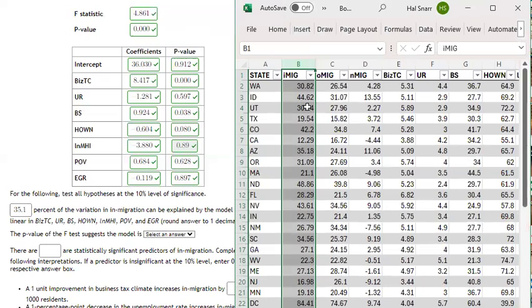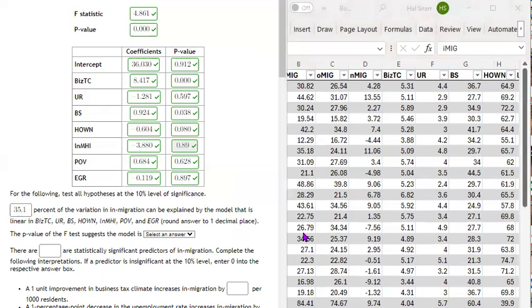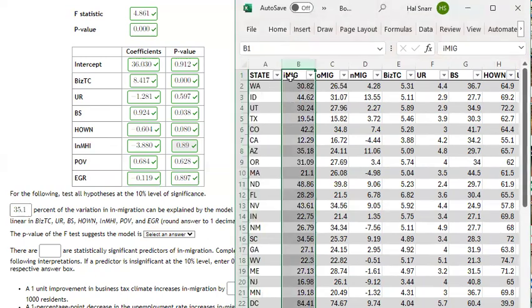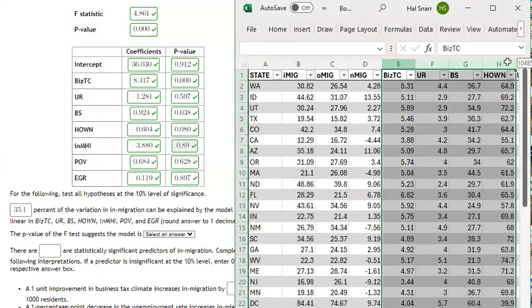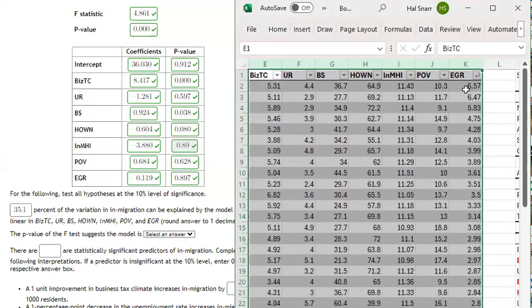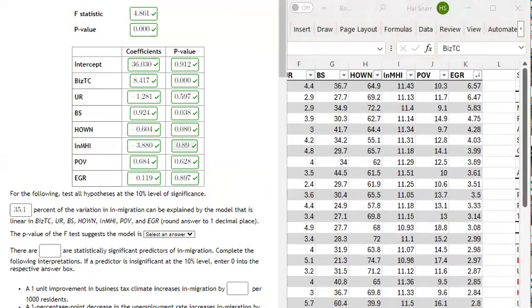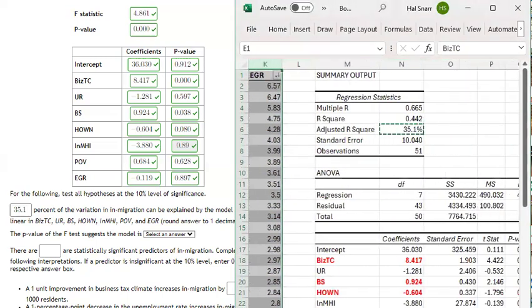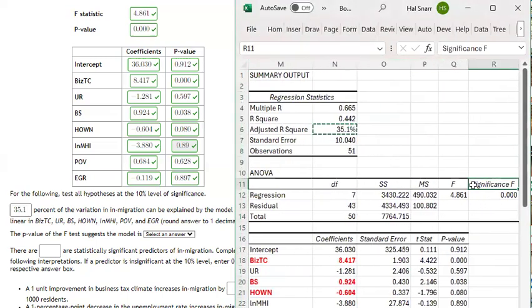It varies from state to state, right? 35.1% of the variation in migration can be explained by the linear model, and it's linear in these variables. So it's only 35.1% of the variation that is explained by these variables. We've had regressions in the past that had a higher adjusted R square. Now the p-value of the F statistic, which Excel calls significance F, is 0.0.